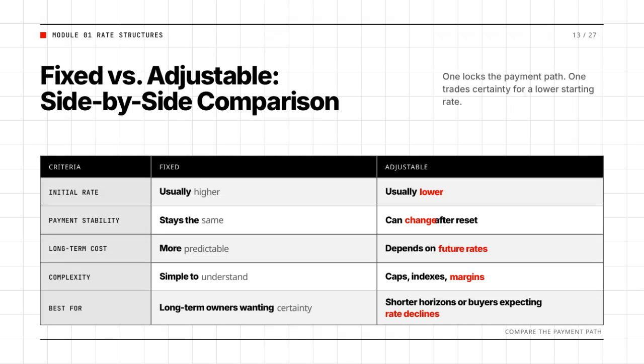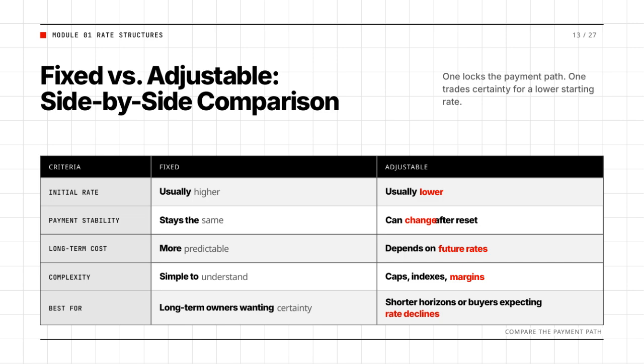Let's take a closer look at the key differences between fixed and adjustable rate structures. With a fixed rate, your payment amount stays the same throughout the life of the loan, giving you stability and predictability. Typically, the initial rate tends to be higher compared to an adjustable rate. On the other hand, adjustable rates start lower, which can be attractive if you're aiming to save initially, but they can change after reset periods, meaning your payments might increase or decrease depending on market conditions.